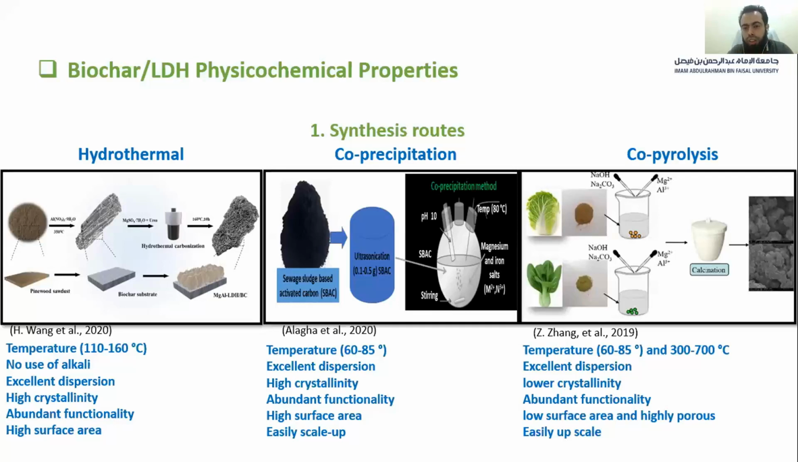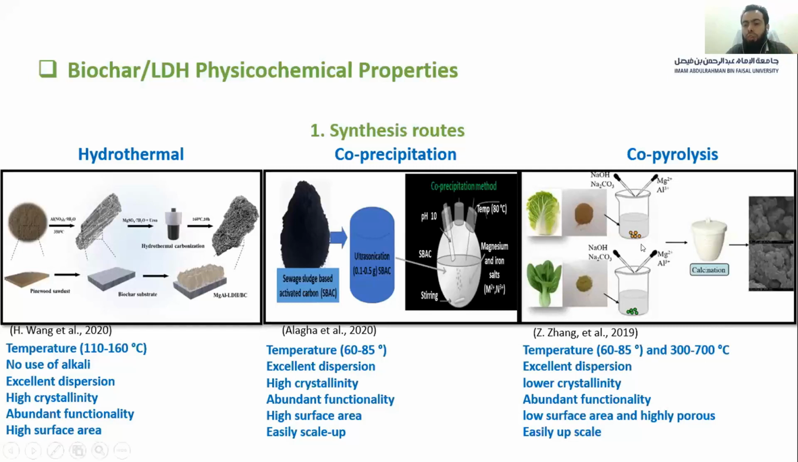That includes, first, the LDH is co-precipitated on the surface of the biomass. Then it is again calcined. You can see it here in the third picture. After co-precipitation, it is calcined at about 300 to 700 degrees to produce biochar LDH composites. So in this method, you will obtain calcined LDH biochar composites.